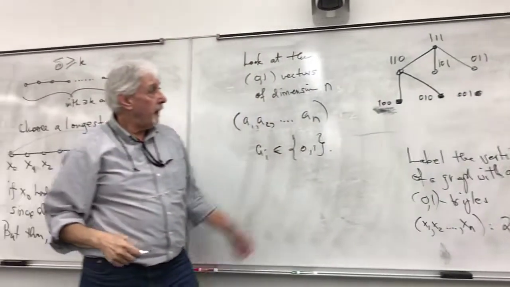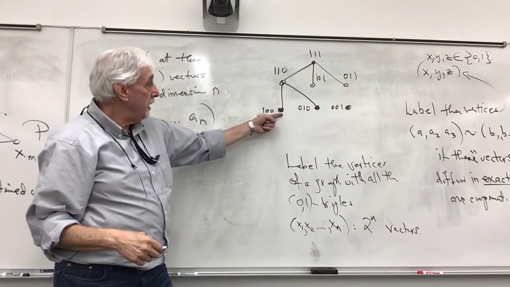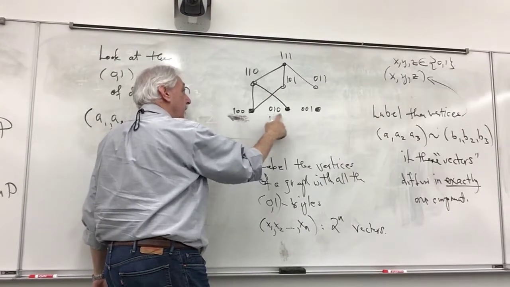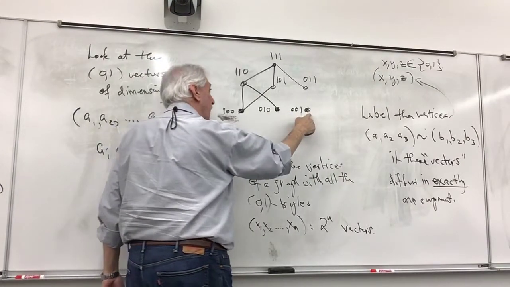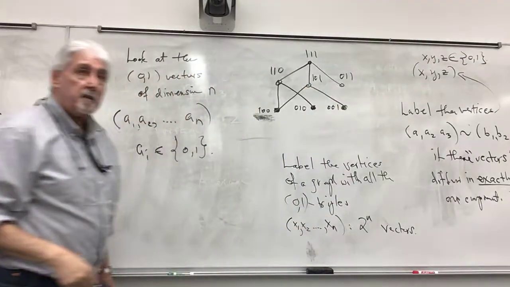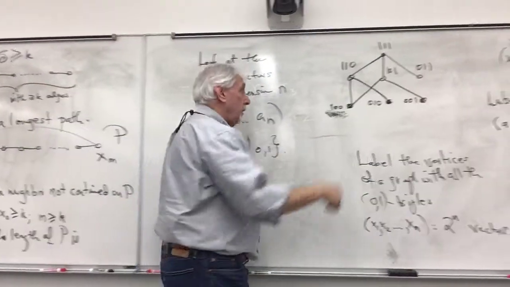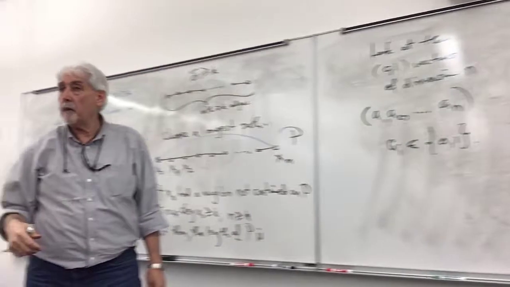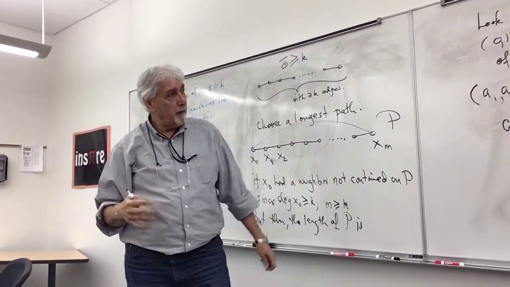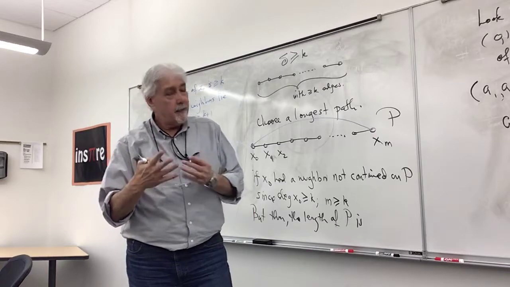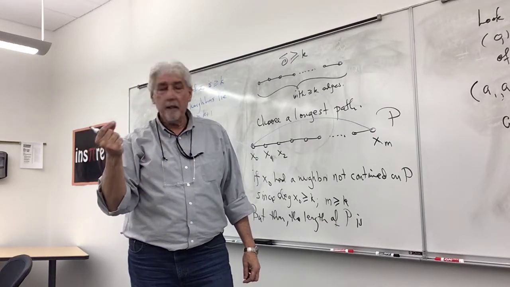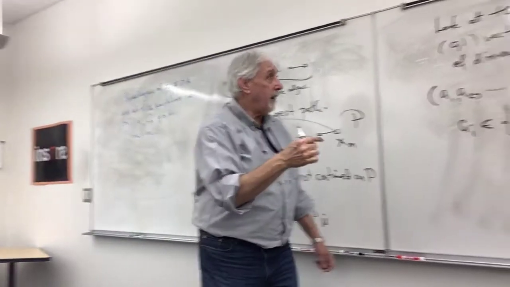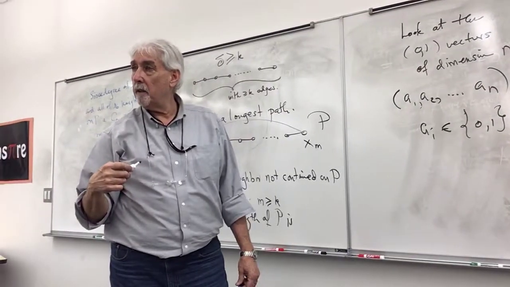And what about 1, 0, 1? It differs from this one in one component, and from this one in many components. And what about this one? Let me make sure I've done it right. Every pair of points that differ in exactly one component are adjacent. That's the only way you can have adjacency. But I only have 7 vertices. What's left?